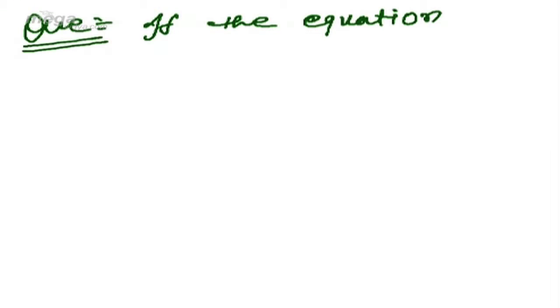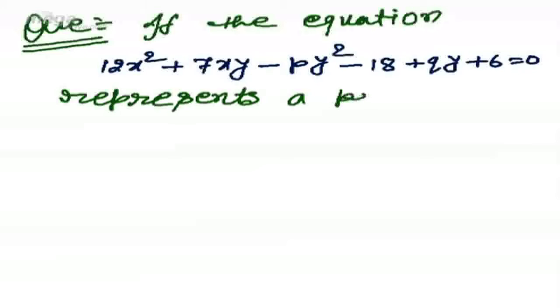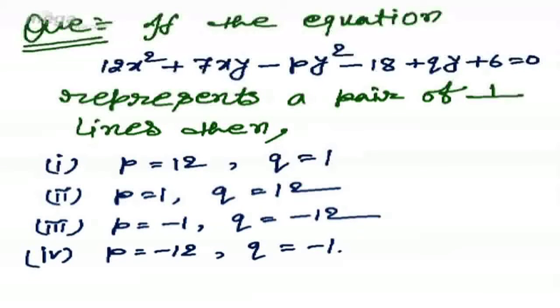Now student, I am taking another question. If the equation 12x square plus 7xy minus py square minus 18 plus qy plus 6 equal to 0 represents a pair of perpendicular lines, then, and your options are: P is equal to 12, Q equal to 1. Second option is P equal to 1, Q is equal to 12. Third is P equal to minus 1, Q equal to minus 12. Fourth is P equal to minus 12, Q equal to minus 1.